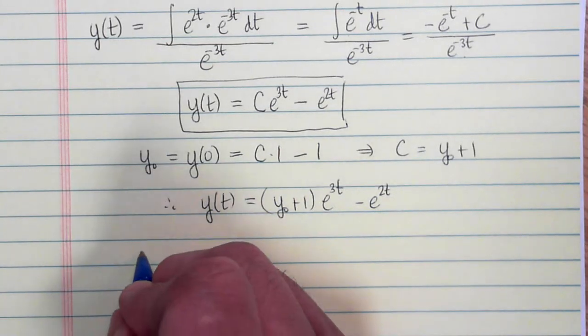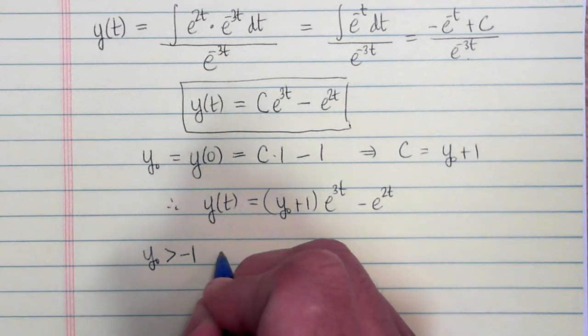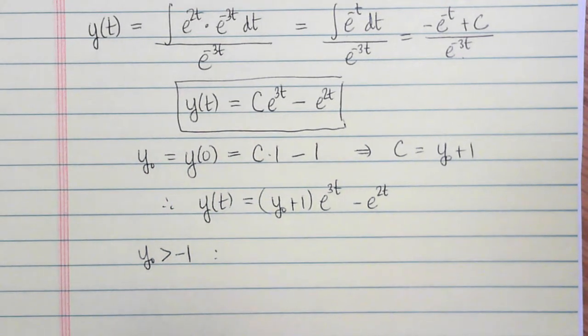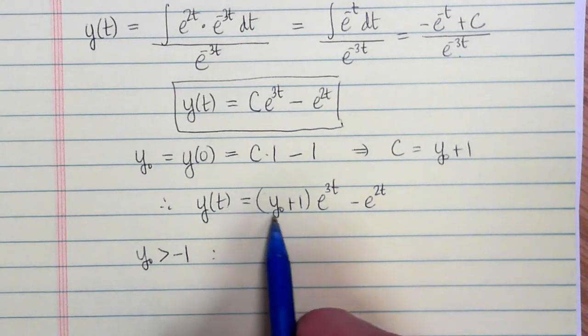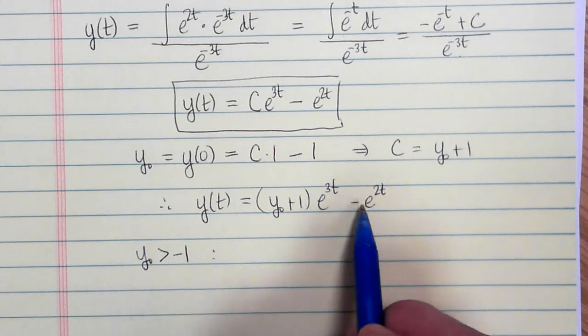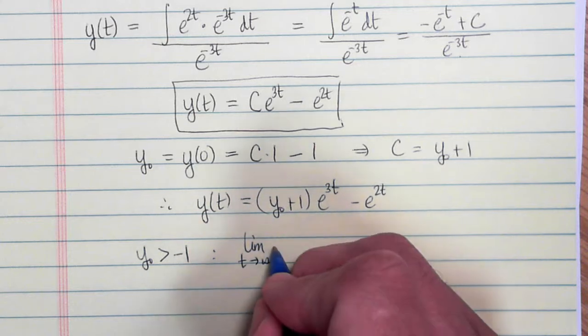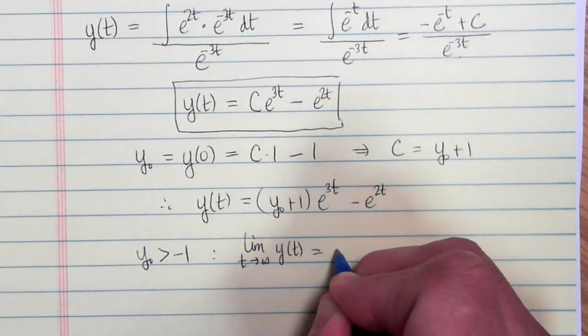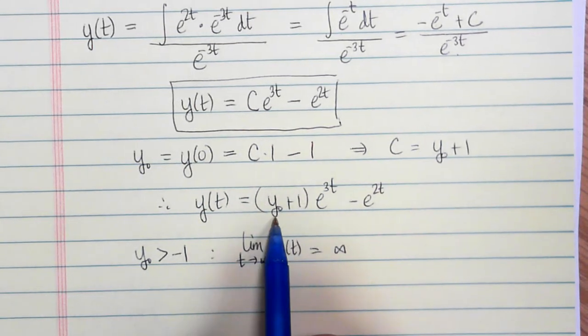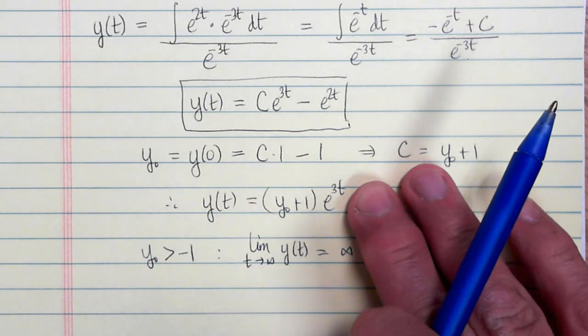So in particular, if y naught is greater than negative 1, then the number here is positive. It doesn't matter what this is. And so the limit as t goes to infinity of y of t is going to be positive infinity, because I have a positive number times e to the 3t, and this part just simply doesn't matter.